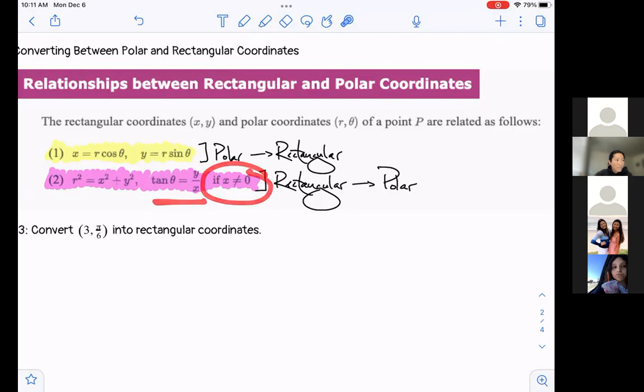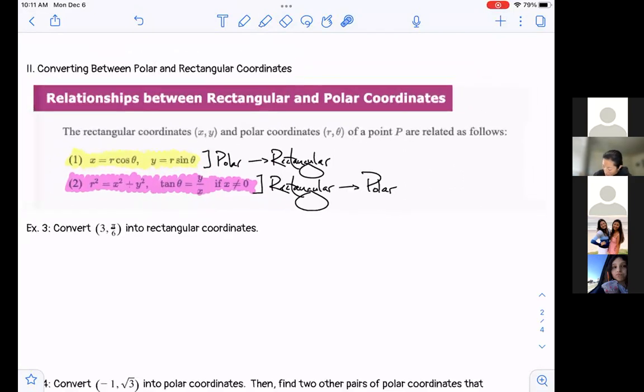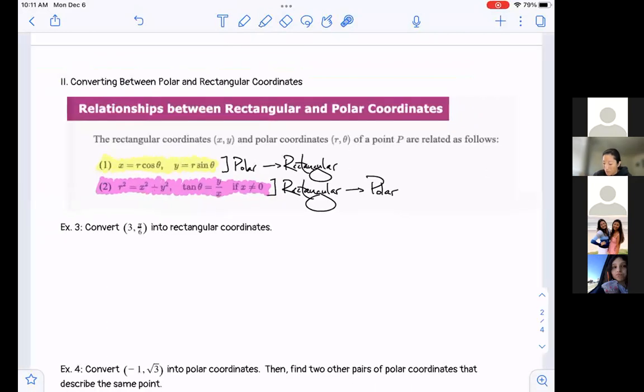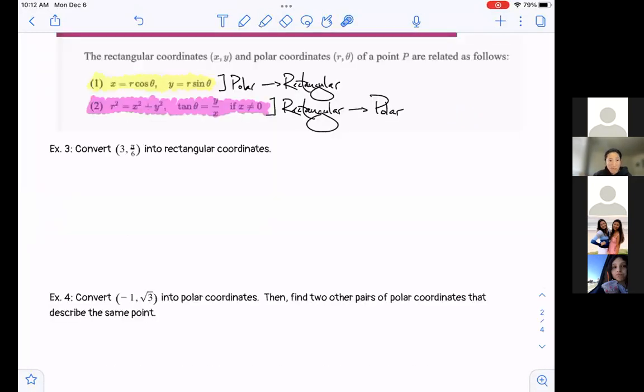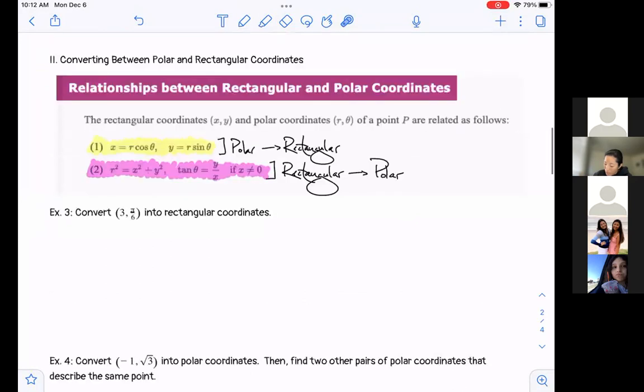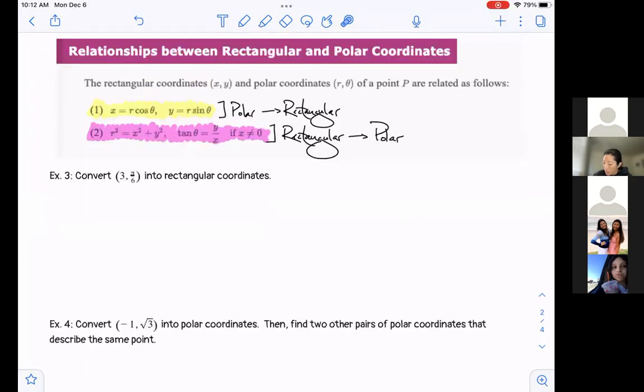Okay. So let's go ahead and convert. We've got a couple examples here on converting in both directions. Example 3 says convert 3 comma pi over 6 into rectangular coordinates. What I want to do real quick is sketch a quick picture so I kind of know what numbers I'm looking for at the end.